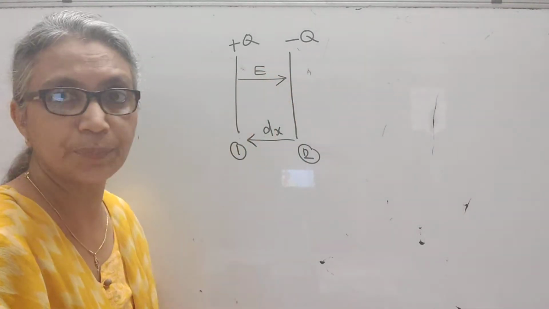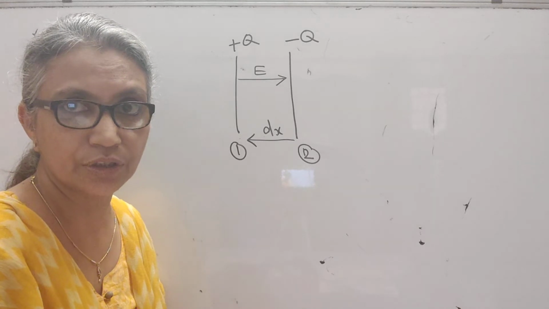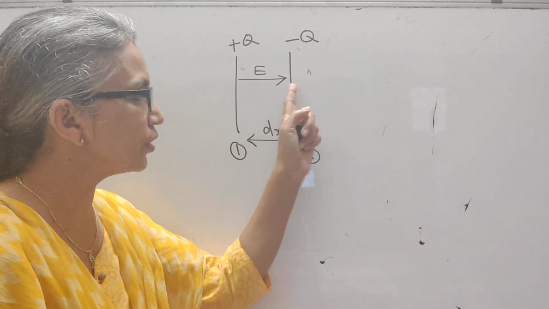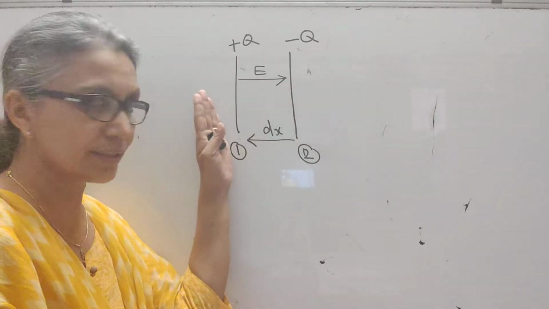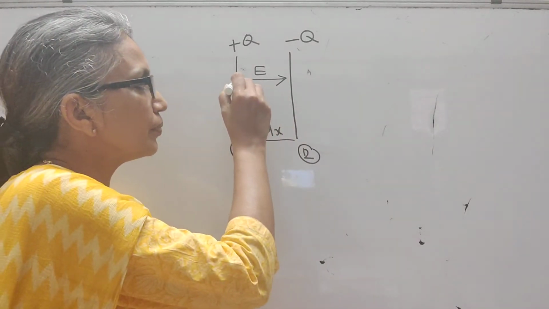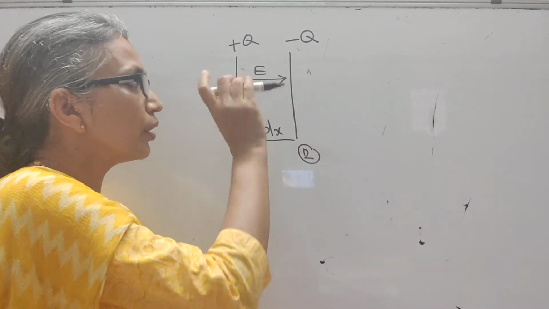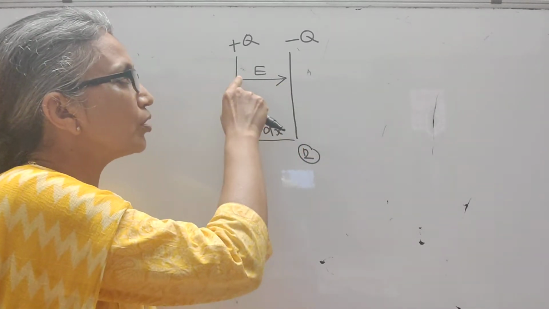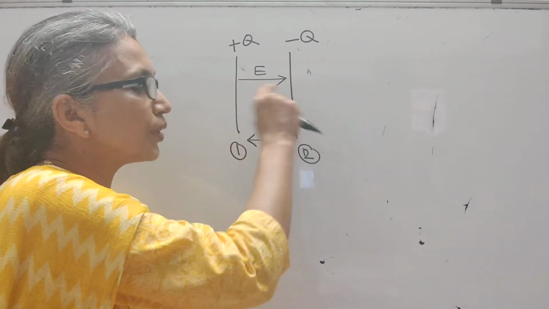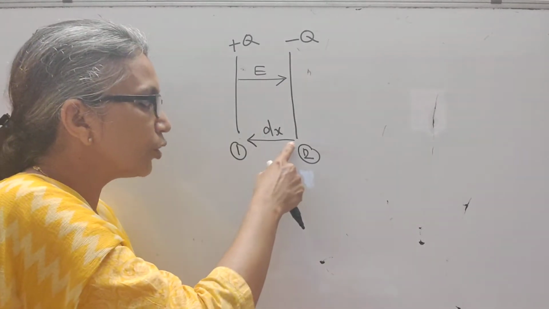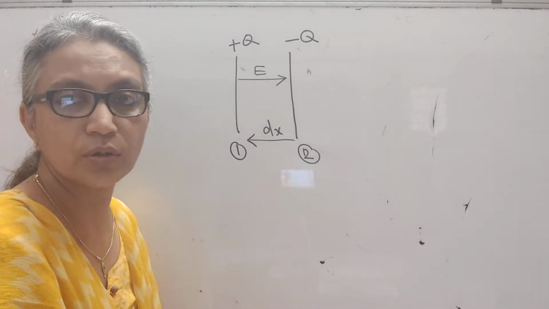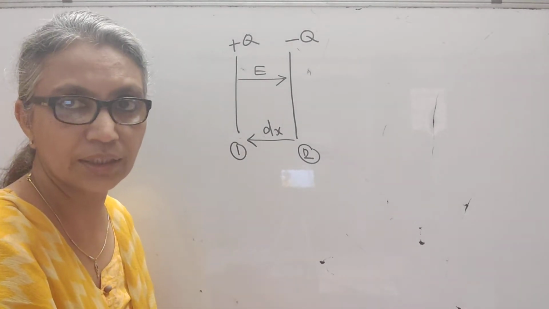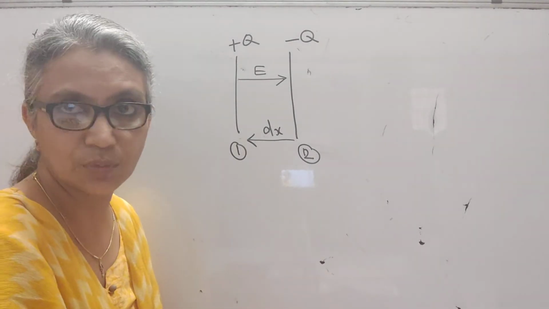Electric field is a force experienced by unit positive charge. So the positive charge you are transferring experiences a force in this direction, because it will be attracted towards the negative plate. But you are displacing it opposite to the force experienced. So the work done is going to be F dx cos 180, and that gives you a negative work done.